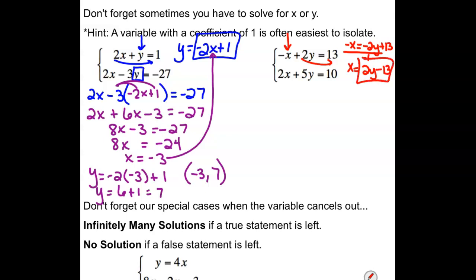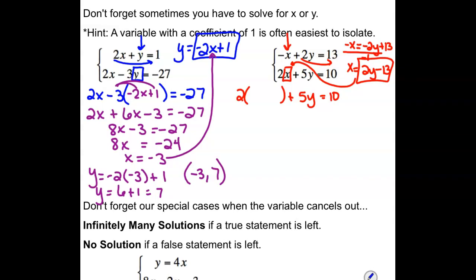And now I can substitute that in, but since I solved for an x, I am going to substitute that in for my x variable here. All right, so we have 2 times something plus 5y equals 10. I'm going to make that substitution and dump in a 2y minus 13 since x is equivalent to that. Distributing, we get 4y minus 26 plus 5y equals 10.